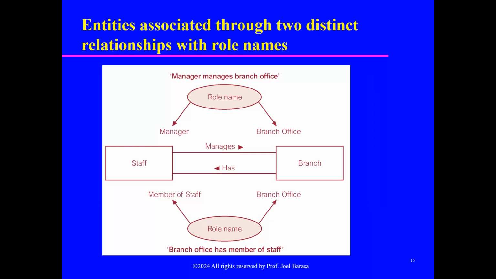Entity association. A manager manages branch offices. So a manager is the head, and as he manages the branch offices, he is managing the staff and is the one assigning all those roles. A branch office has members of staff, and these staff belong to different branches. This is a very good example of such issues.